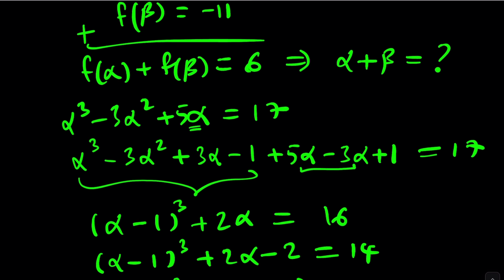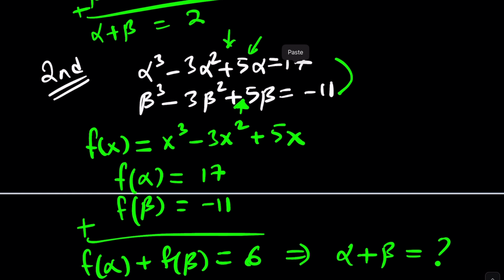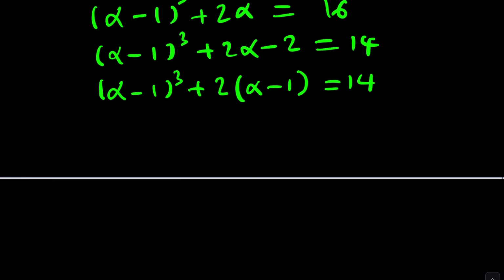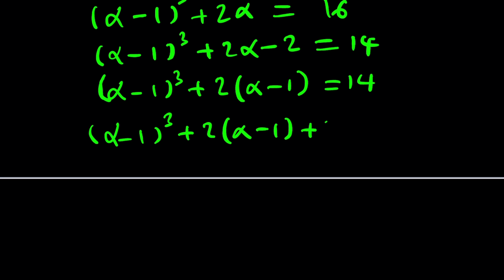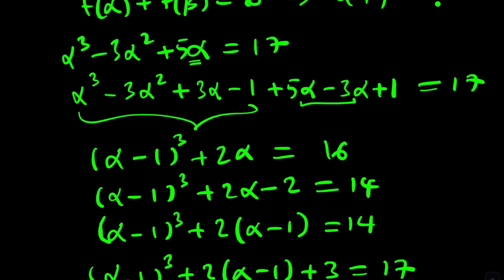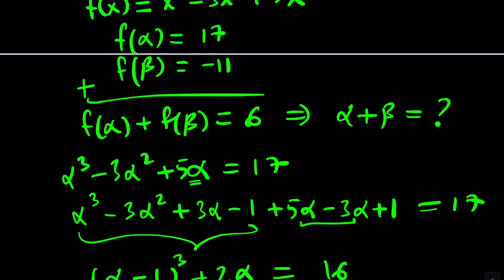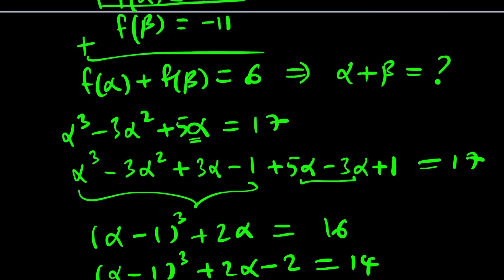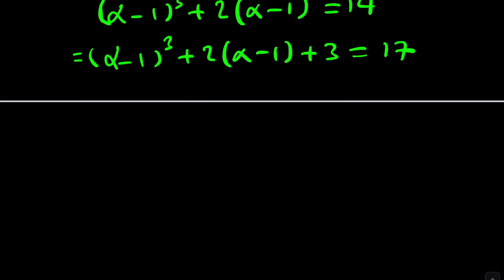But if you go back to the original one, it's supposed to equal 17, right? So what is that supposed to mean? Well, what I can do is add 3 to both sides. Let's do that. I think that'll be the safest path. Add 3 to both sides and you'll get 17. And now notice that 17 is f of alpha. Beautiful. So now this is f of alpha, right? Great. So now we do know that this expression is equal to 17.